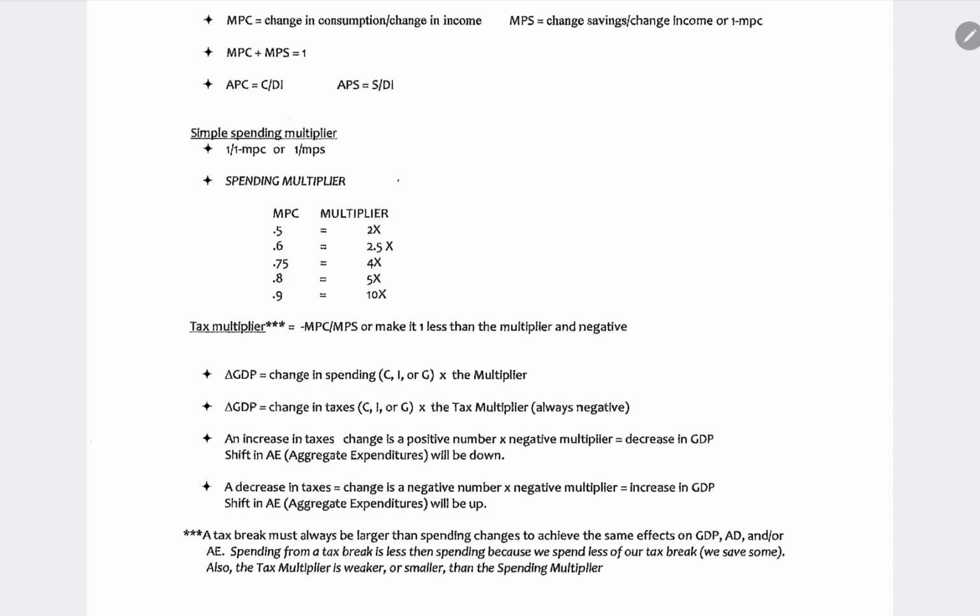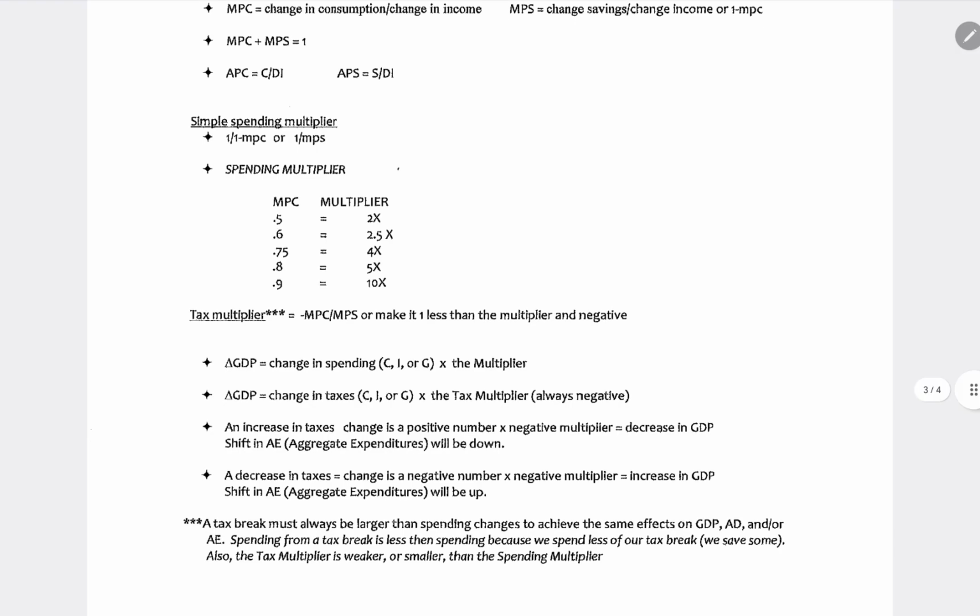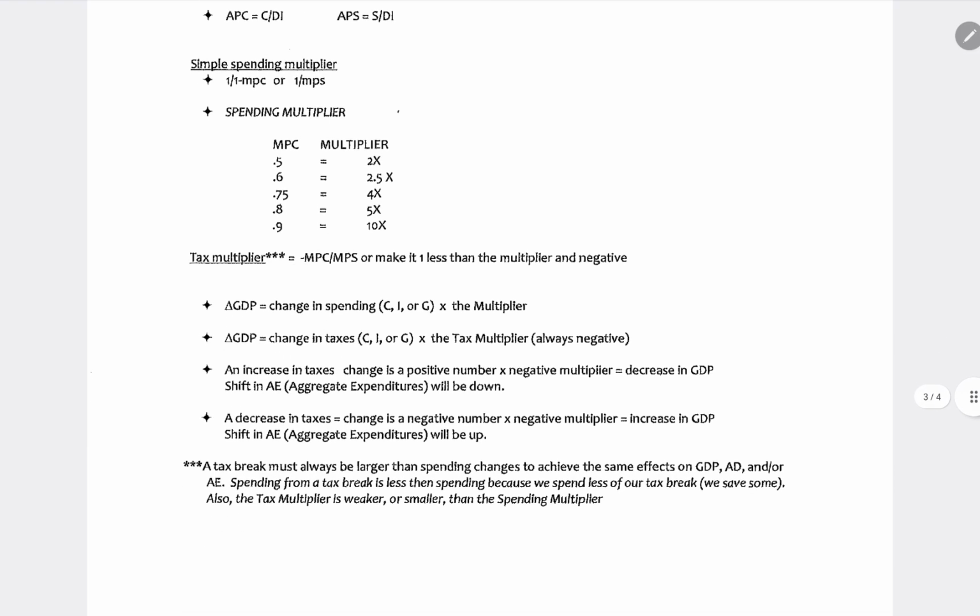Tax multipliers are minus MPC over MPS, which makes it 1 less than the spending multiplier and negative. All right, we have the change in GDP, which is calculated by the change in spending, so consumption, investment, and government spending, times the multiplier. So it's just the change in spending times the multiplier, right?